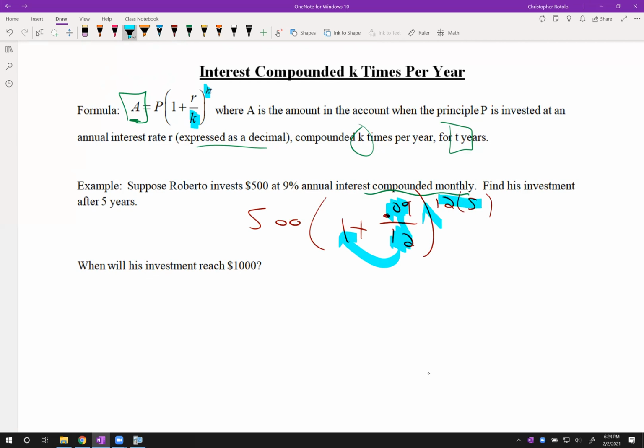Have this number worked out already at 60, so we need whatever this decimal is plus 1 to the 60th power. Take that times 500. All right, so let's see where we're going to end up. Okay, so let's give you some numbers as you do it. You got your calculator ready?